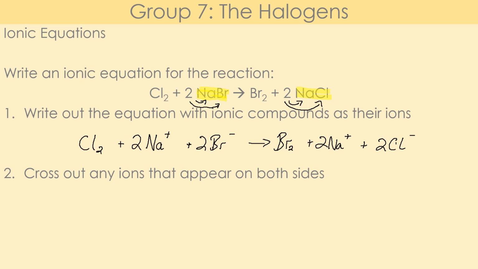I'm now going to cross out any ions that appear on both sides. So my Cl2 is only on the left. My 2Na+ is on the left and the right, so I can cross that out on both sides. And my 2Br- only appears on the left, not on the right. I can then write out my equation as it is here. So I've got Cl2 plus 2Br- is going to make Br2 plus 2Cl-.